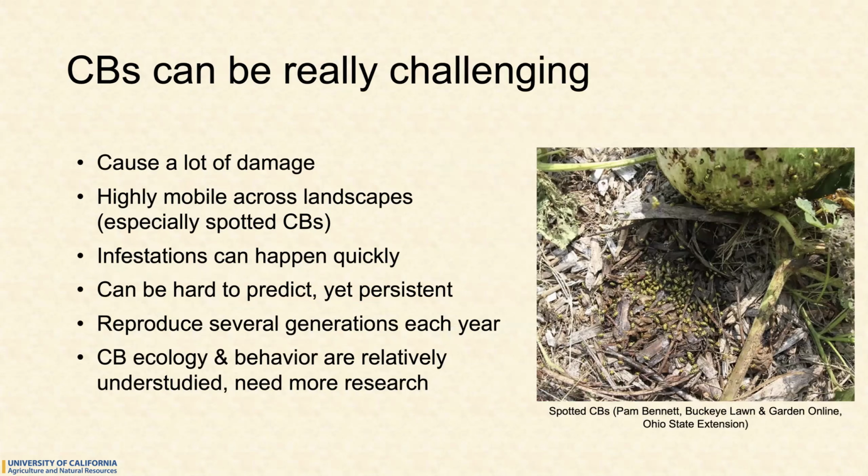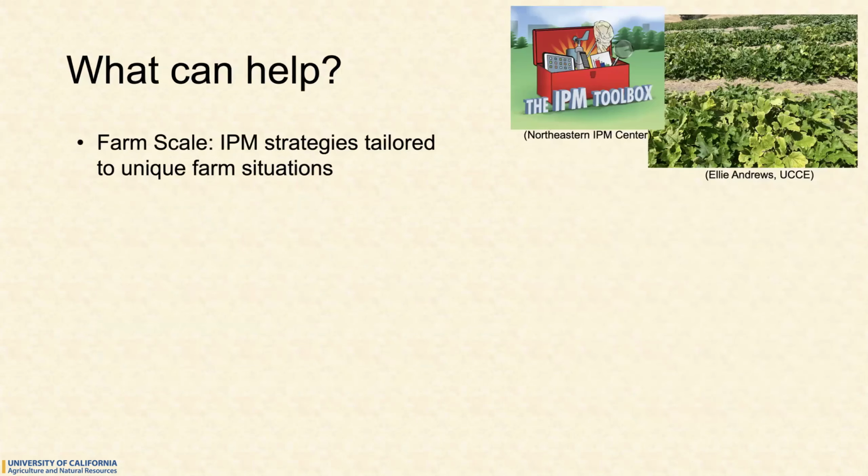So as I'm sure you can see, cucumber beetles can be really, really challenging for a lot of different growers. They cause a lot of damage, like severe damage. They're highly mobile across the landscapes, especially the spotted cucumber beetles. Infestations can happen really quickly. They can be hard to predict, yet once they're there, they can be pretty persistent. They reproduce several generations each year, like I showed, and their ecology and behavior are relatively understudied, especially in our California context. We really need some more research on cucumber beetles.